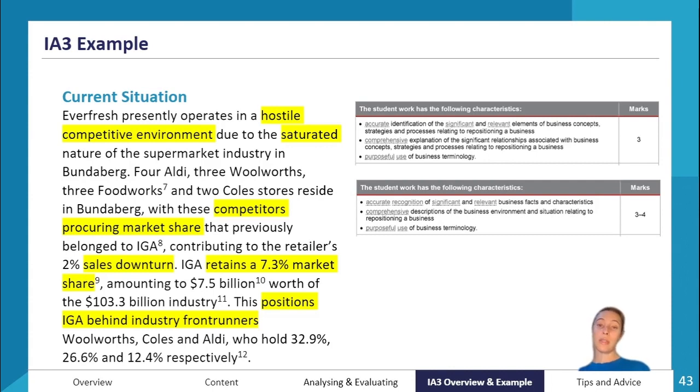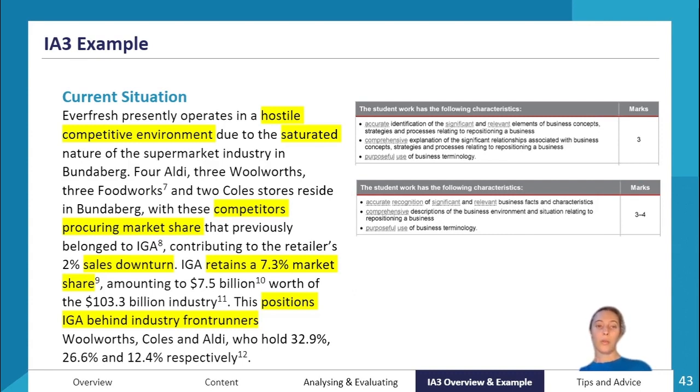And again, the business terminology always comes up here. So make sure that you use all of those terms. Market share, saturated market, competitive environment, hostile, all of those different words that you will have been exposed to throughout your business studies. So identification of elements of the business concepts, strategies, and processes relating to the repositioning. All of those are covered in this sort of section where you're outlining those background things.